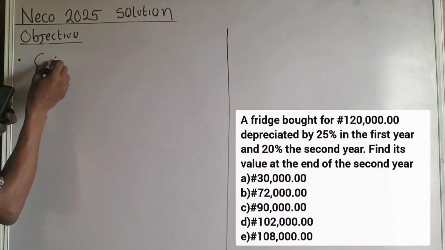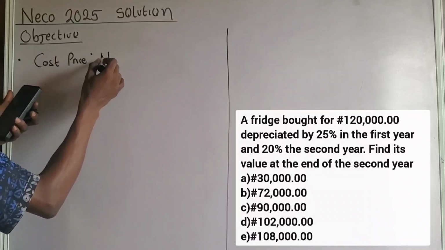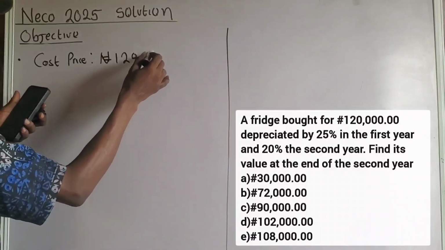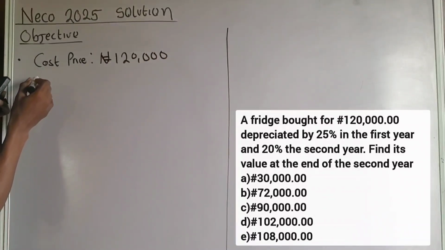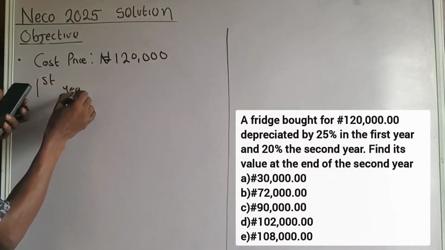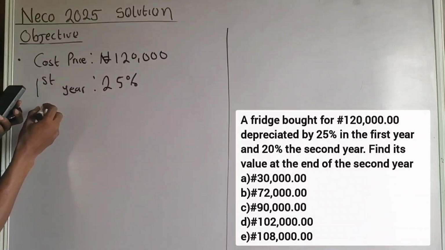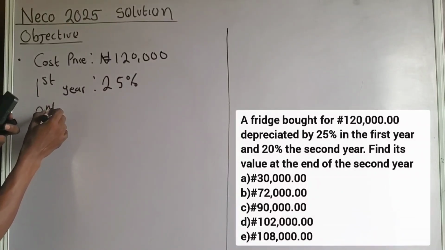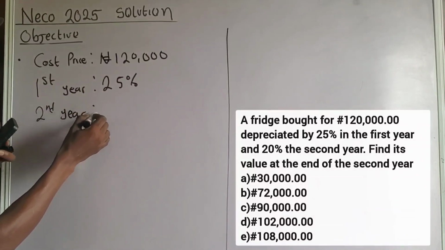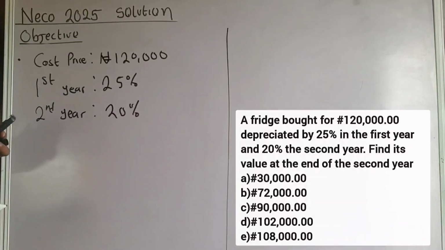Okay. We are given that the fridge was bought at cost price. The cost price of the fridge is 120,000 naira. Now in the first year, it depreciates at 25%. Then in the second year, it depreciates at 20%. We are now asked to calculate the value at the end of the second year.